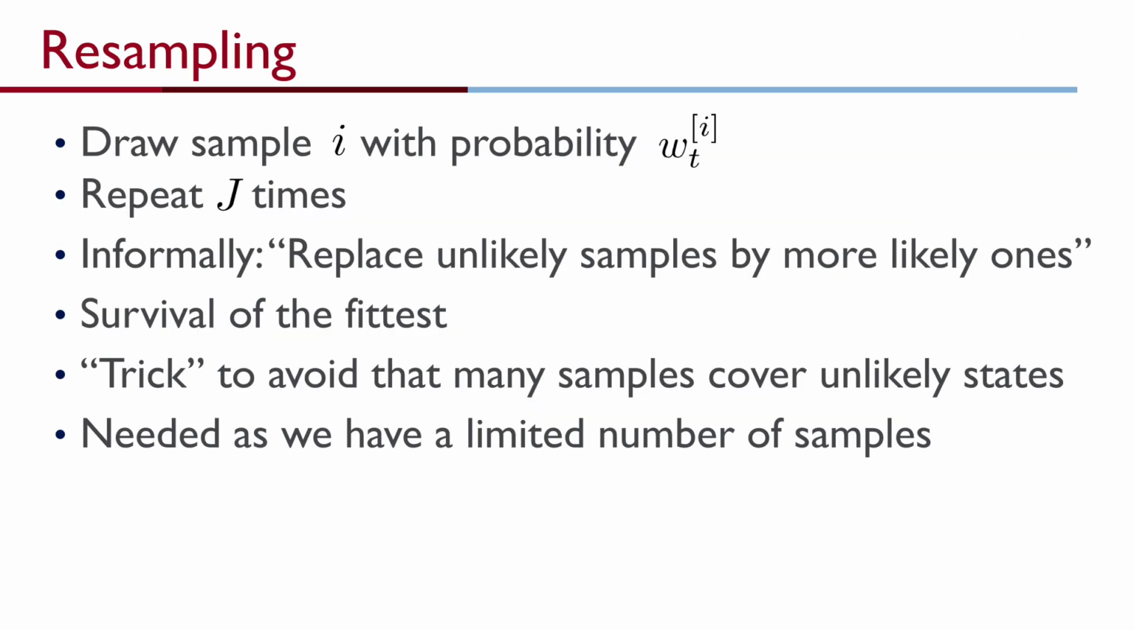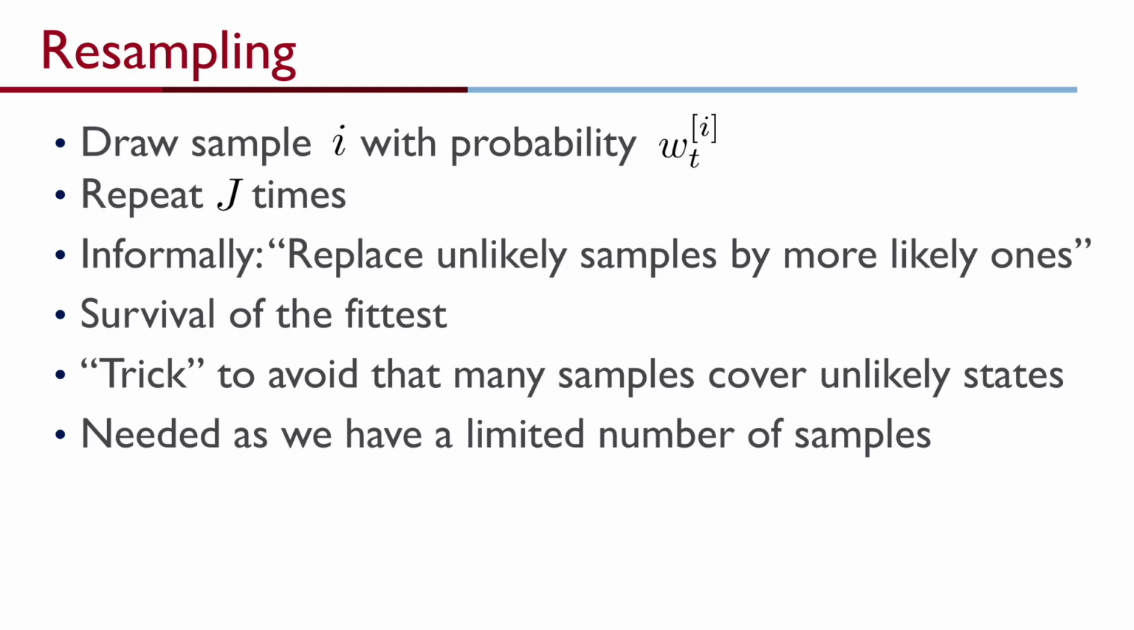Now let's talk about the resampling step. After we compute the weights for all particles, we create a new set of particles by drawing samples with replacement. The probability of selecting each particle is proportional to its weight. Why do we do this? The main reason is that we only have a finite number of particles. With such a limited number of samples, we want to focus them on the part of the state space where the probability is actually non-zero or significantly large.